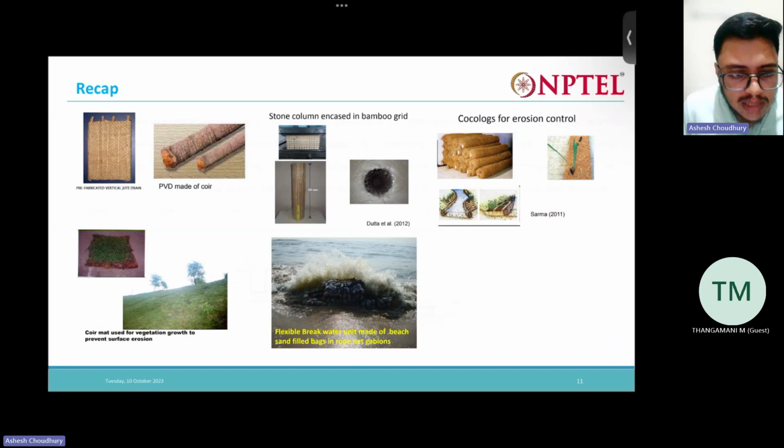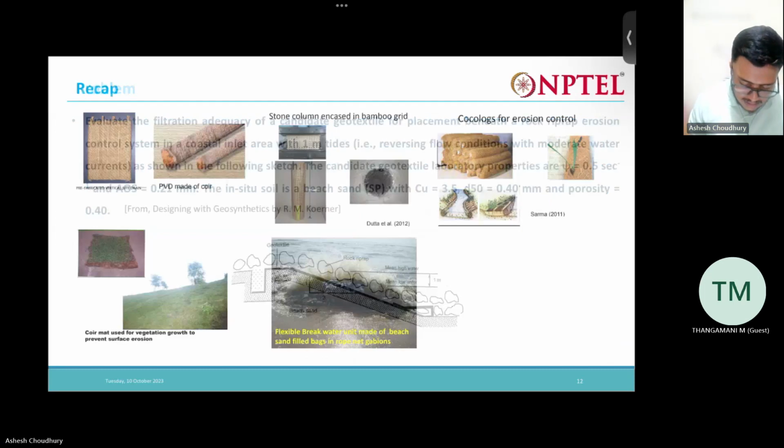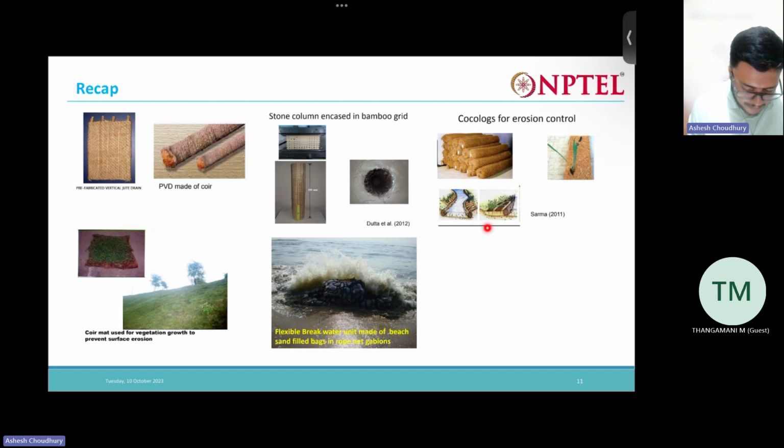Now here some images are given. First you can see PVDs made of jute and coir. You can see a stone column encased in bamboo grids. Then you can see coco logs for erosion control. Then we have coir mat. If you have a slope, you just cover that slope with the coir mat. The coir mat will prevent erosion, and as it is a natural fiber, it will aid the natural growth of vegetation.